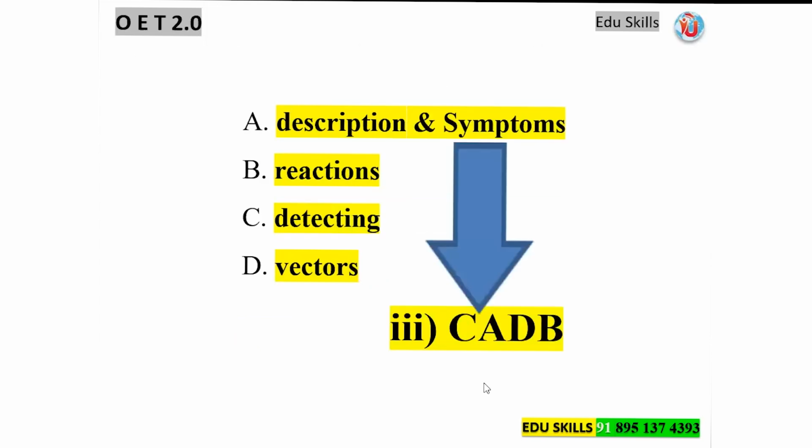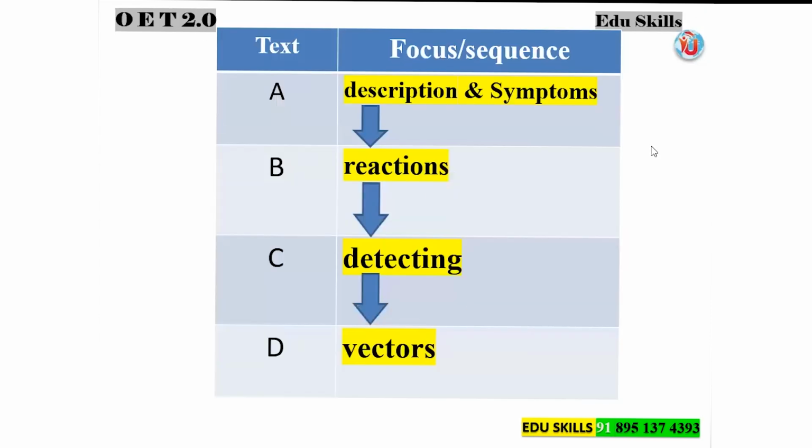Yes, the answer is the third one, which is the correct one. That is CADB. Sorry, the first one is description and symptoms. Second one is the reactions. Third one is detecting, and fourth is the vectors. This is the sequence of the text.